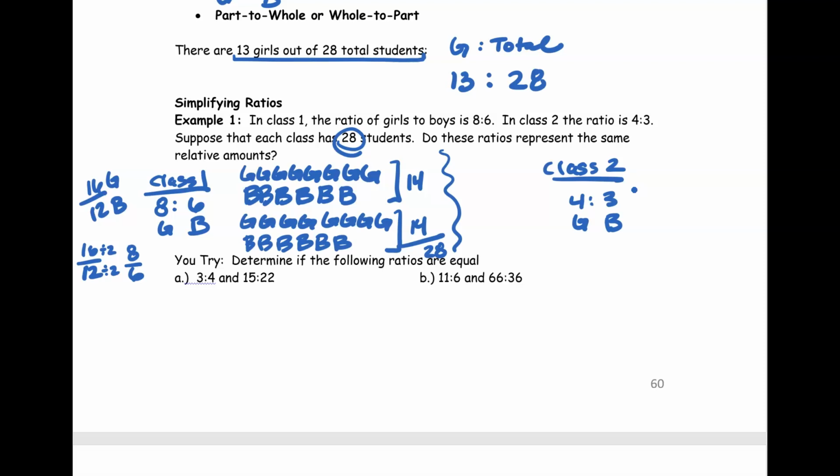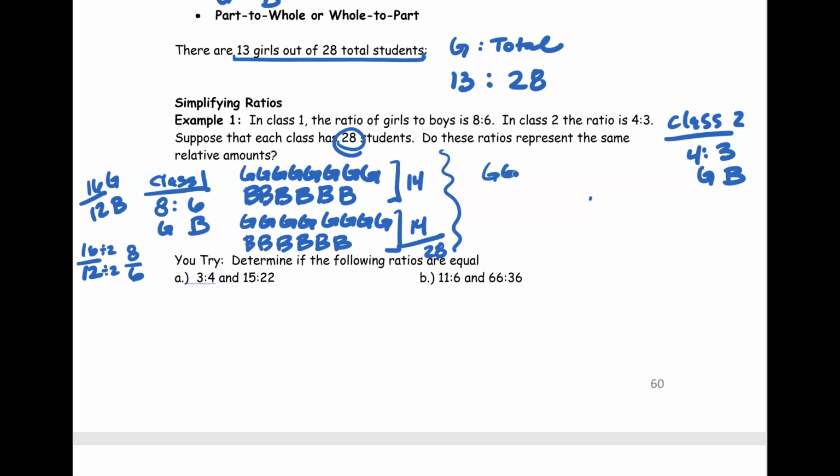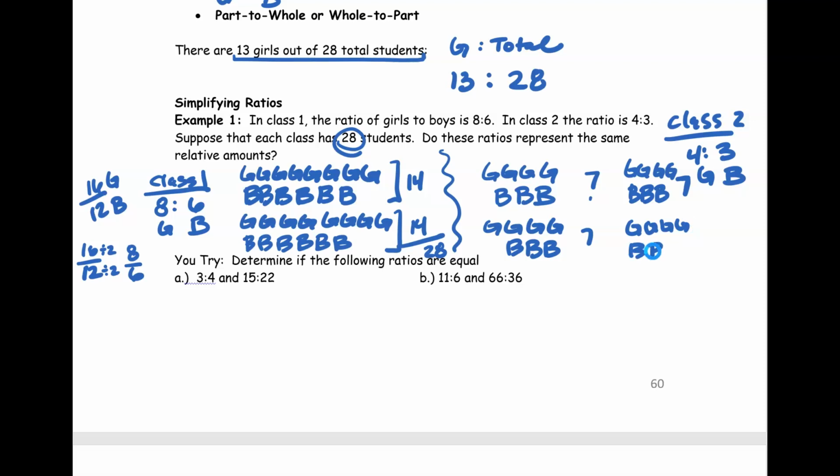Then with class 2, I'm going to move this so I have a little bit more room here. Class 2, our ratio is 4 to 3, and that's girls to boys. We're going to build it up the same way. So 4 girls, 3 boys. Okay, we're only at 7 there, so we need some more kids. So 4 girls, 3 boys. Now we're at another 7, so that's 14. Another 4 girls, 3 boys, that's 7. Now we're at 21. That's another 7, so 7 times 4 is 28 total. So now we have our class.